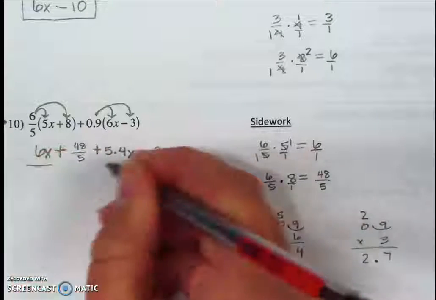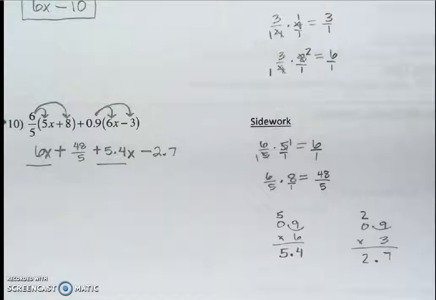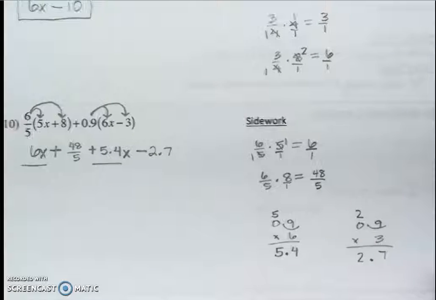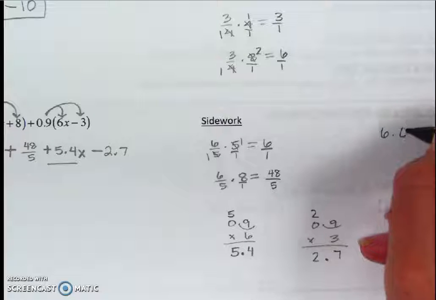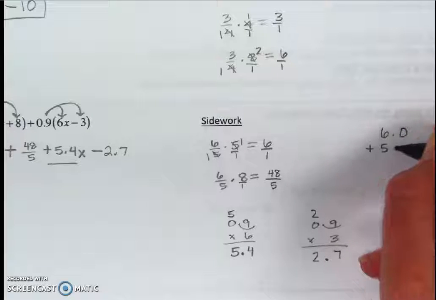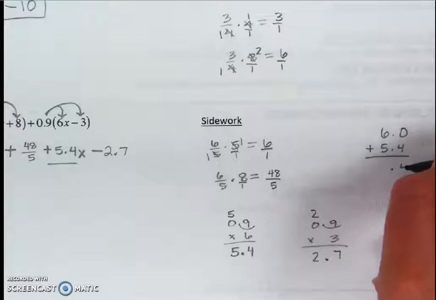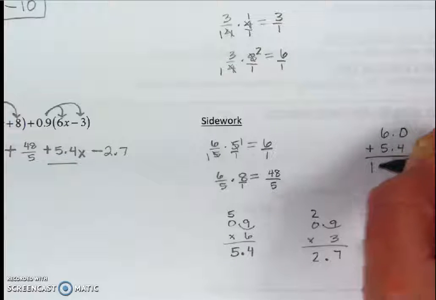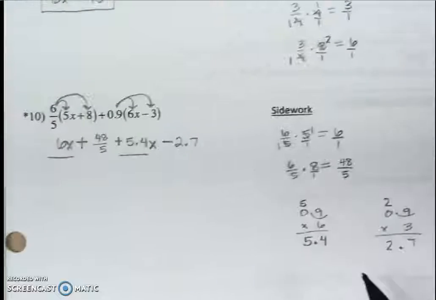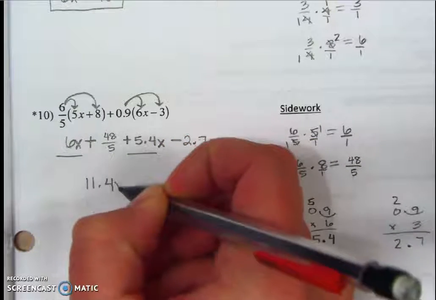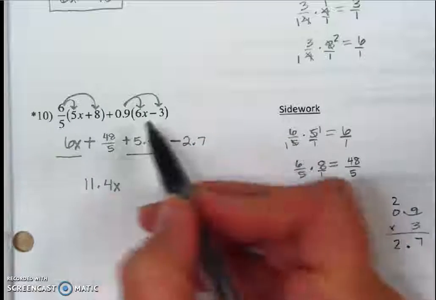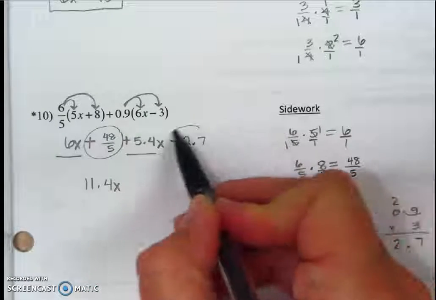All right, now on to our last little part for this one. We have 6x that needs to be combined with 5.4x. Remember, for these, we need to line up the decimals. So what that really means is 6.0 plus 5.4. And that's going to give us a 4 and an 11. And so we get 11.4. So that will give us 11.4x.